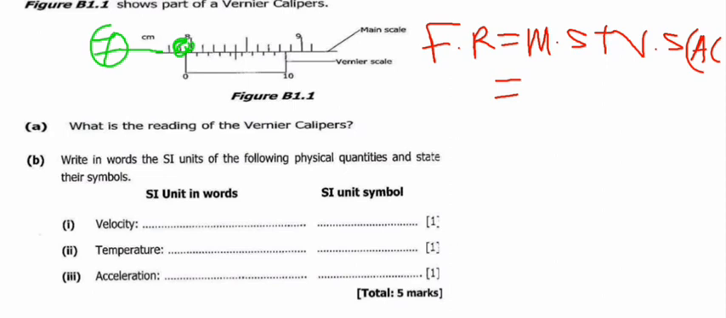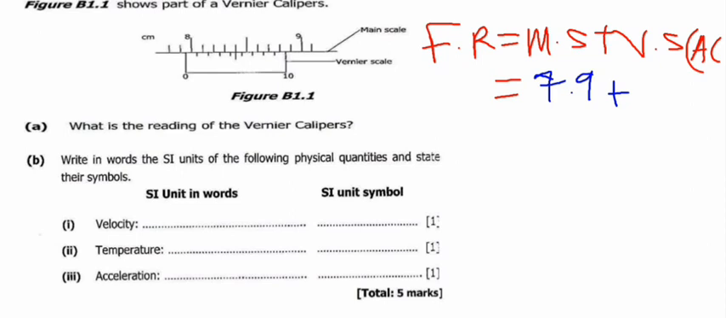7.9, okay? Then 7.9 plus 1, you are going to get 8, which is this one here. So the main scale reading is 7.9. Here we have been given the units to use, which is centimeters, okay?